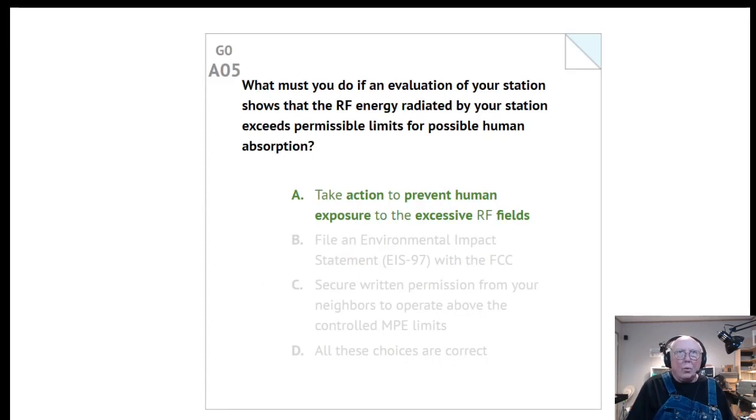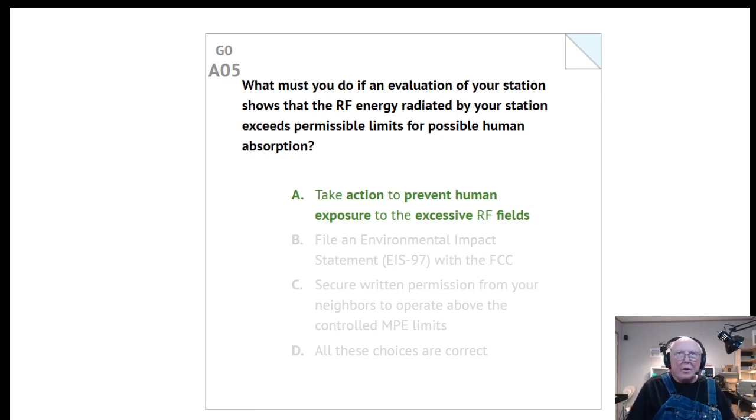What must you do if an evaluation of your station shows that the RF energy radiated by your station exceeds permissible limits for possible human absorption? Well, I made a stab at it. And this is A05, question number 5. The correct answer is A. You can read through those other answers if you choose, but the correct answer is take action to prevent human exposure to the excessive RF fields.